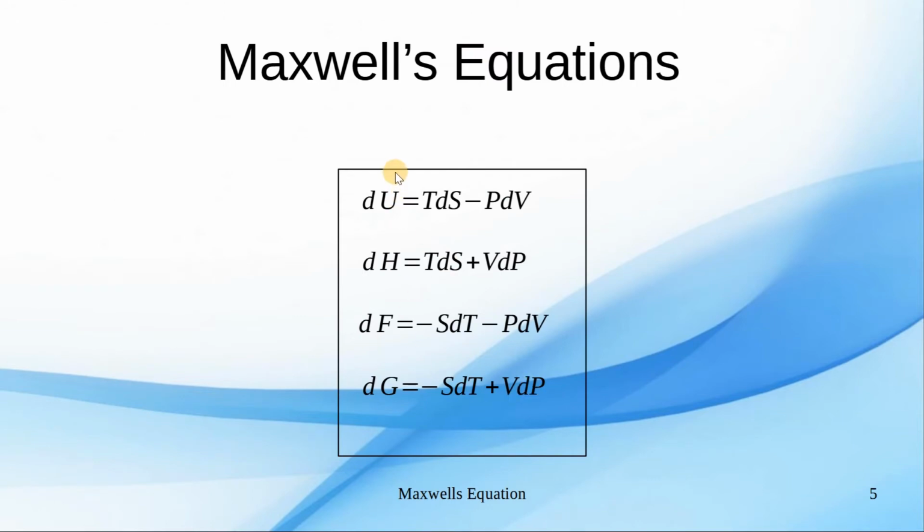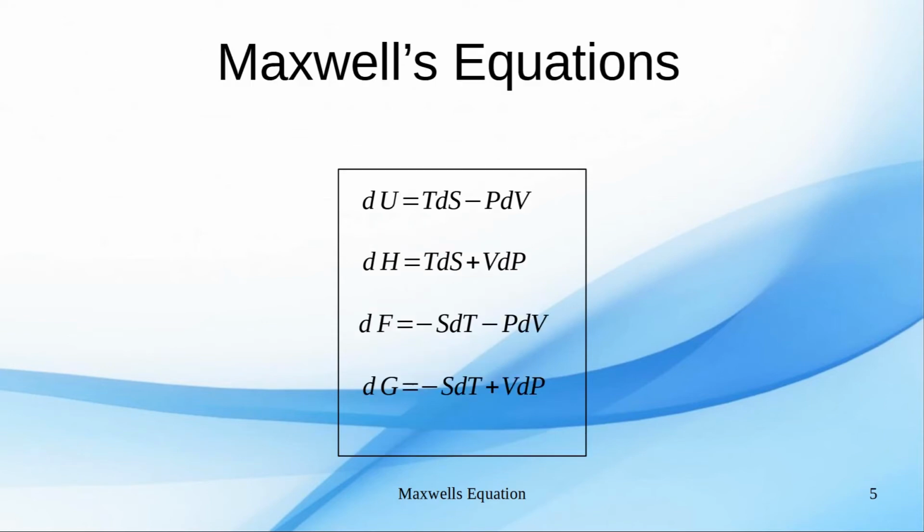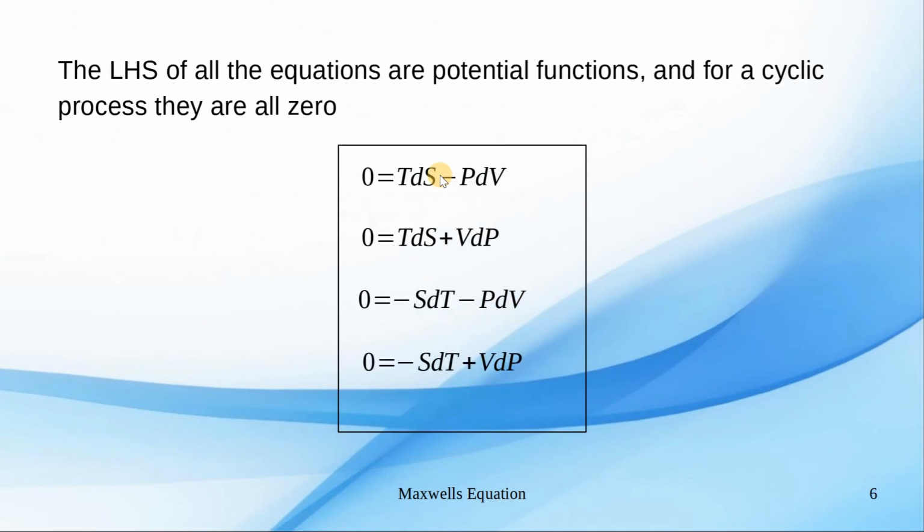Collecting all these equations and putting them down, we get these four equations. Now, the LHS of all these equations are potential functions. It is a known fact that the LHS of all these four equations are nothing but state variables. If we integrate any of these state variables, the value is going to be the value of this variable at the final point minus the value at the initial point. Now, for a cyclic process, all of these state variables are 0.